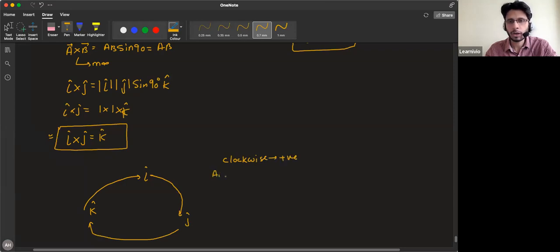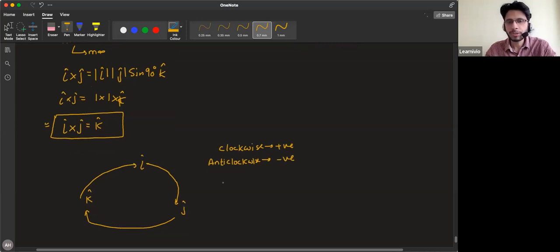If you are going anti-clockwise, then anti-clockwise is negative. Going from I to J is clockwise, so I cross J will be equal to the third unit vector, which is K cap. But if I go anti-clockwise, like J cross I, then J cross I will be minus K cap. Farhat, using the same rule, if I write J cross K, how much will J cross K be? Same rule, I'm going clockwise from J to K. How much would be J cross K?